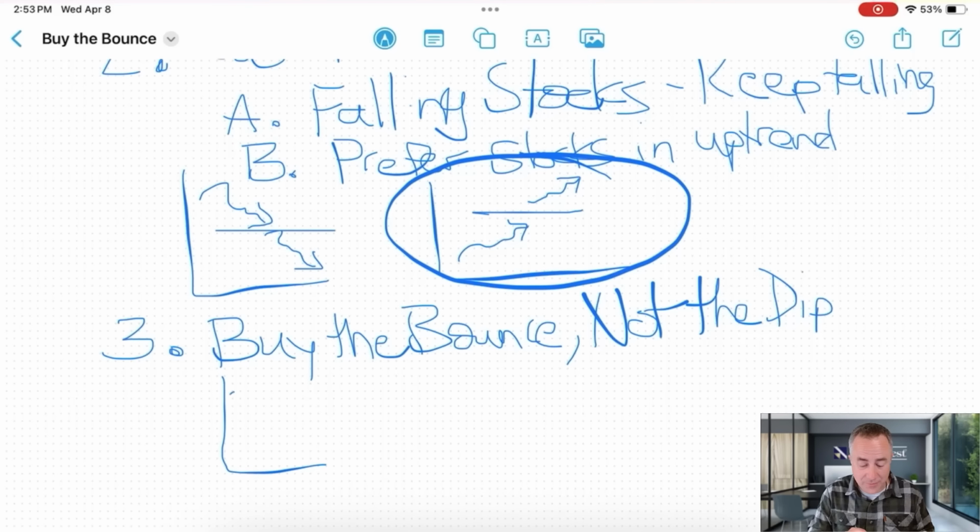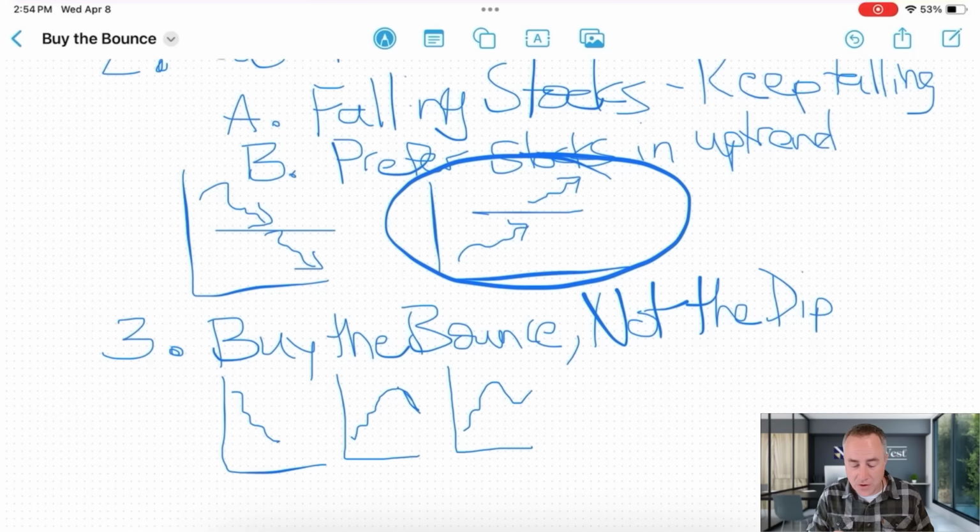It could either be falling like this, or even if a stock has started to go back up and started to curl over, don't buy it while it's still coming down. You want to wait for something like this, where if it's going up and falling, you want to wait for it to stop falling and start to go back up.